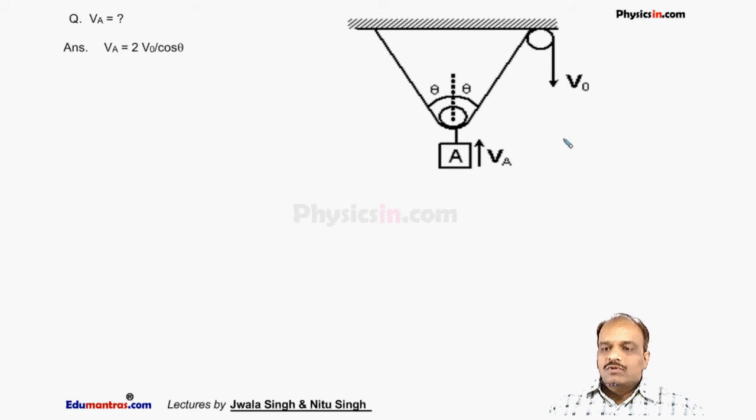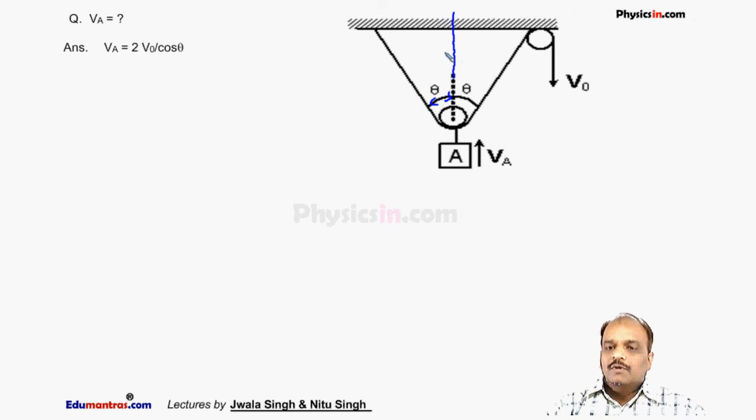Now this is again a new question. This is a block A which is held by a pulley, and this is a string which passes through another pulley, and one end of this string is pulled with speed V0. Now we have to calculate the relation between V0 and VA if this angle is theta.